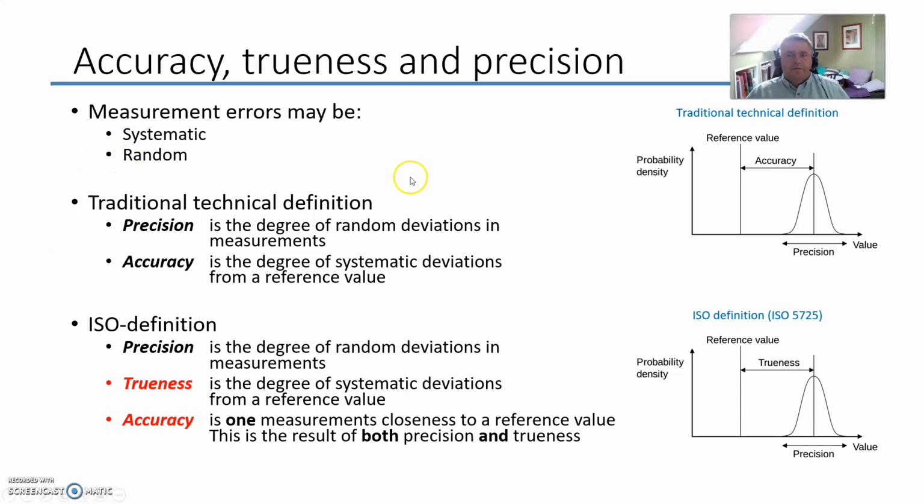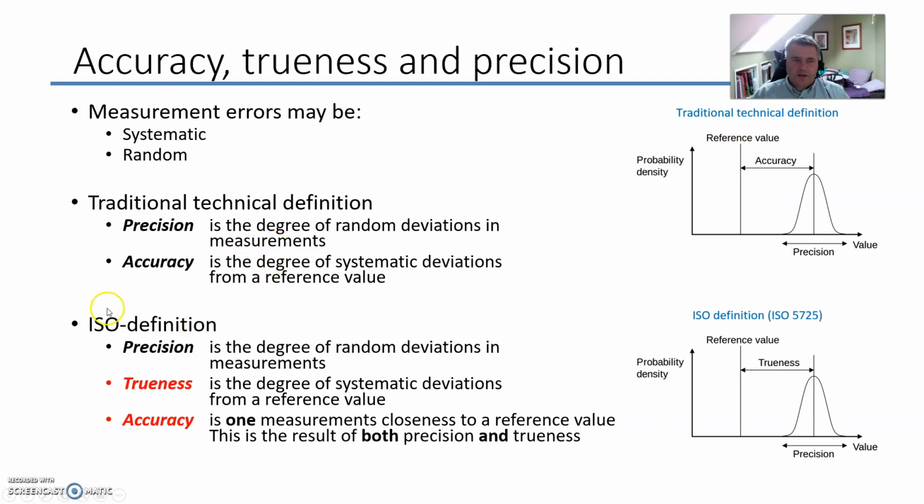This is important. What is the difference between accuracy, trueness, and precision? If you read 10-15-year-old books, you will see that this was split into two. You only had precision and accuracy. Precision was the ability to measure the same thing always, and accuracy was the deviation from a reference value or the true value.